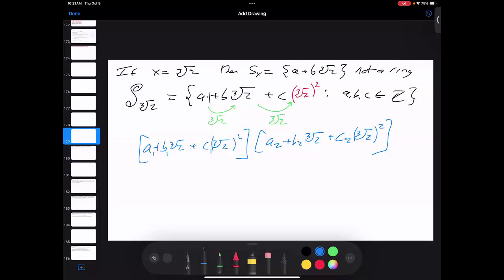But clearly, when a1 hits anything, are we going to be okay? If b1 cube root of 2 hits anything, when it hits a2, that's fine. When it hits b2 cube root of 2, that's fine. And when it hits c2 cube root of 2 squared, that's going to give me b1 c2 times cube root of 2 cubed. And what's the cube root of 2 cubed? 2, which is going to be an integer. And similarly, when the cube root of 2 squared hits the first one, it's fine. When it hits the second one, it's going to give me a 2. When it hits the third one, it's going to give me a cube root of 2 times 2. It's going to be fine. So you can show that this works. So this is a ring.